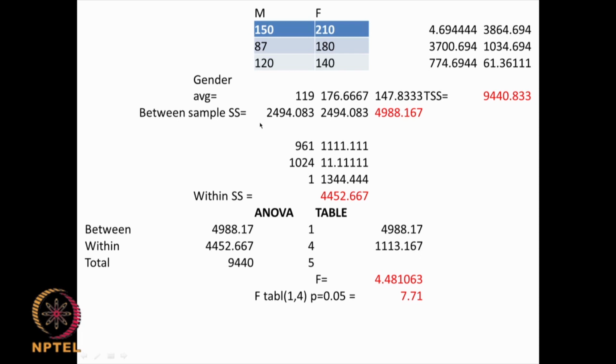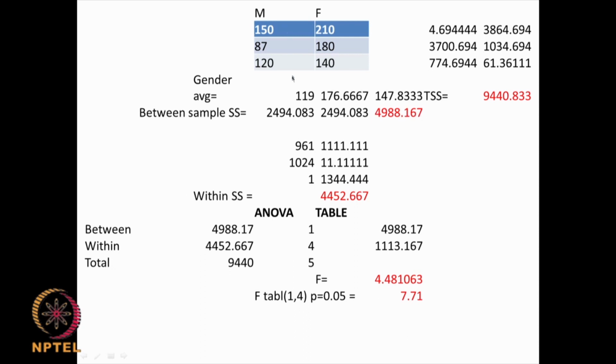Now, there is something called between sample sum of squares. For each sample you have an average, so you see the difference of each one of these from the global average. So, this 119 is different from 147. You subtract this, square it up. This has happened because of 3 data points, so multiply by 3. Now, you subtract the female average from 147, square it up, multiply by 3. You add all these, and that will give you between samples.